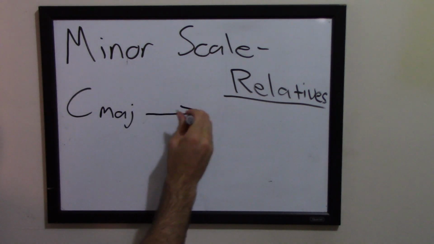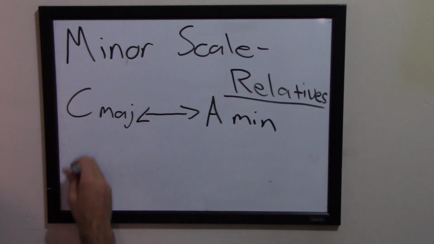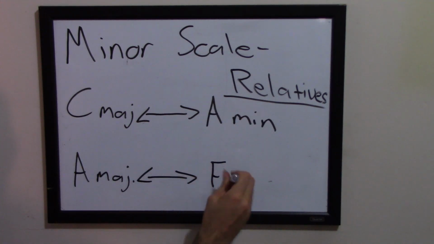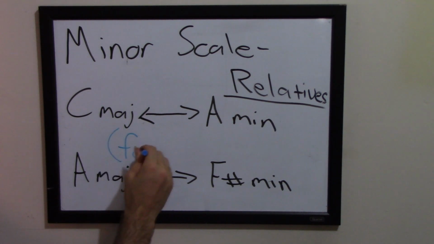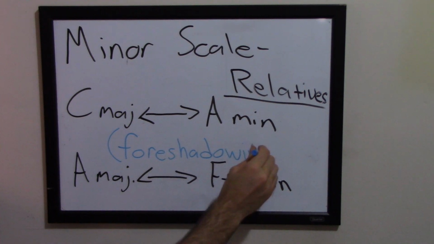C major is the relative major of A minor. F sharp minor is the relative minor of A major. A major is the relative major of F sharp minor. And you are going to have to remember that because that is going to be very important later in the video.